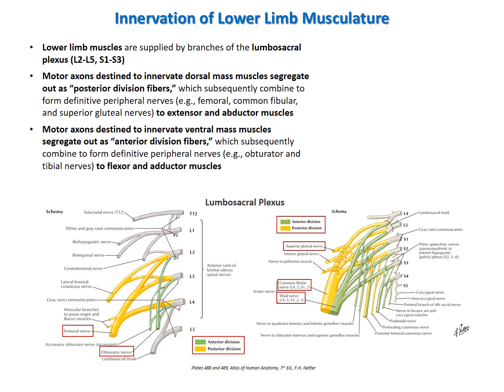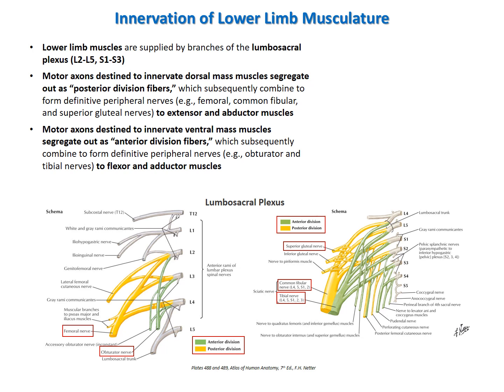Lower limb muscles are supplied by branches of the lumbosacral plexus. Historically, anatomists have not emphasized student learning of the details of the lumbosacral plexus formation as compared to formation of the brachial plexus. Again, I point your attention to the anterior and posterior division fibers, colored green and yellow respectively, that segregated out developmentally and variously recombined to form definitive nerves to ventral and dorsal mass muscles, respectively.